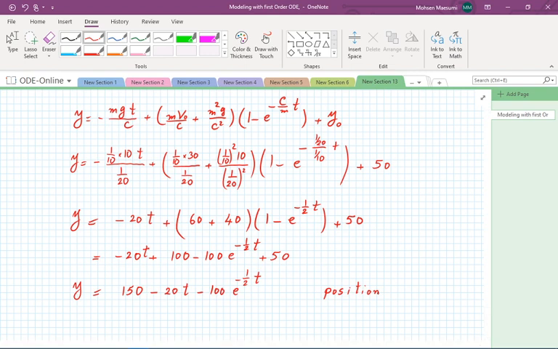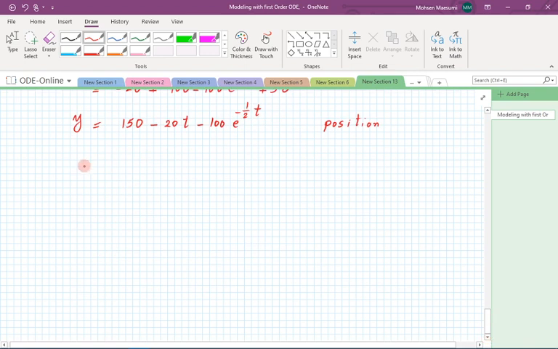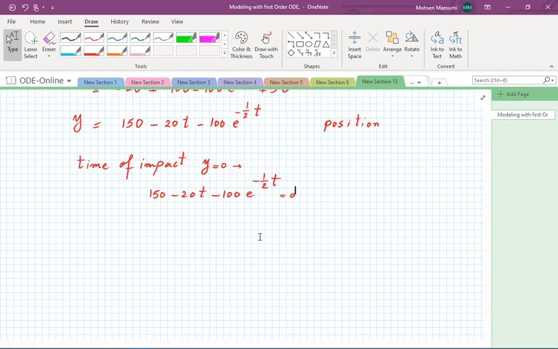Time of impact is when it becomes 0. You have several choices for how to attack this on Desmos. Let's just go ahead and write 150 minus 20t minus 100 exponential of minus 1/2 t.